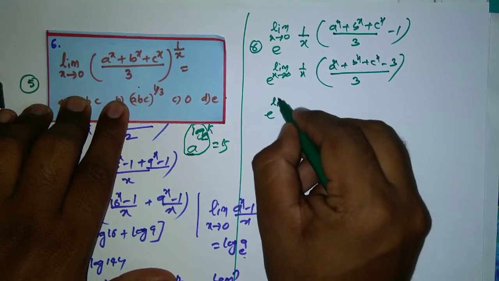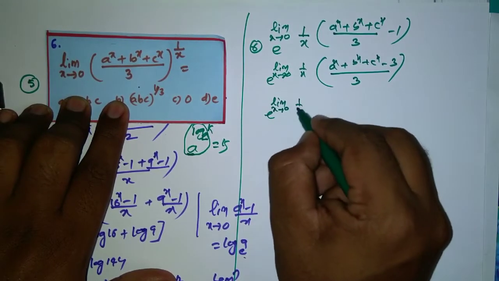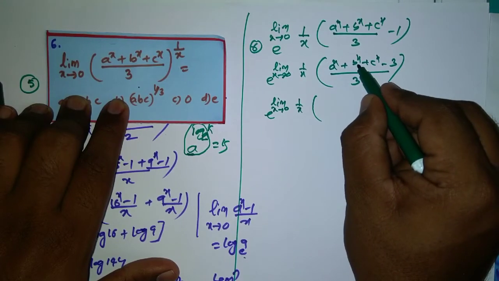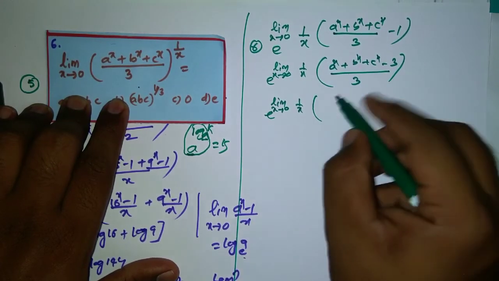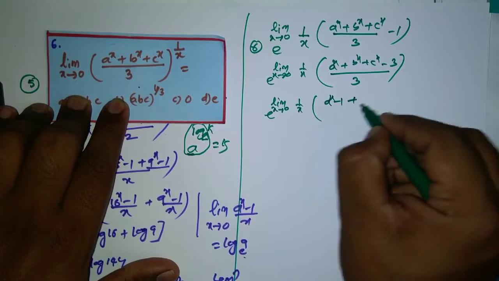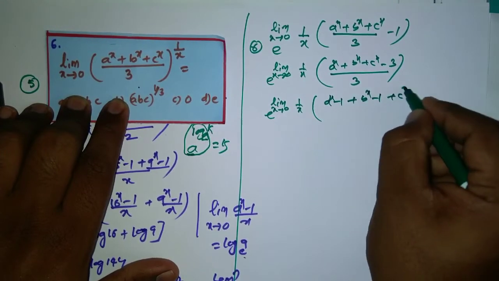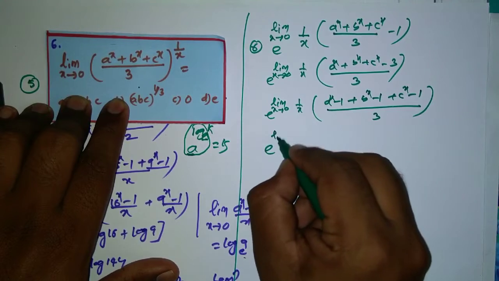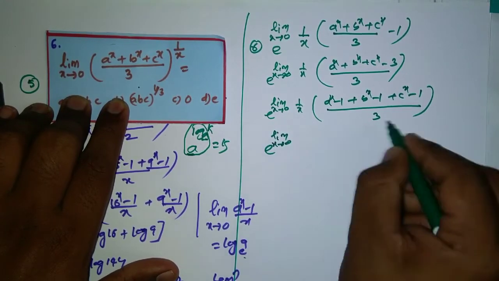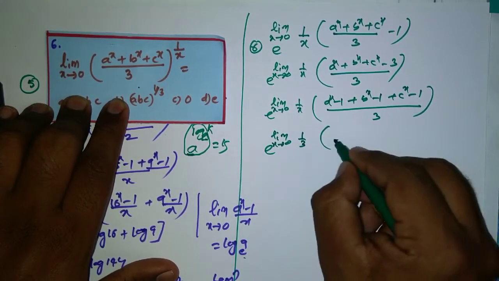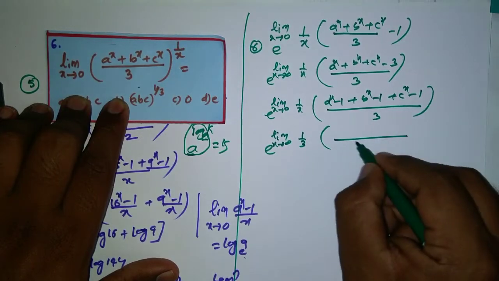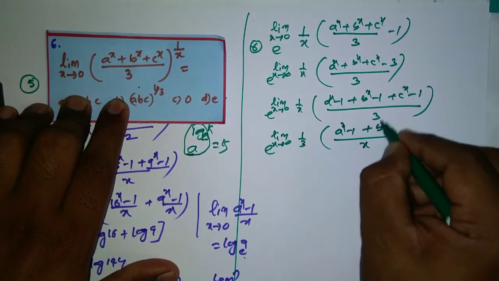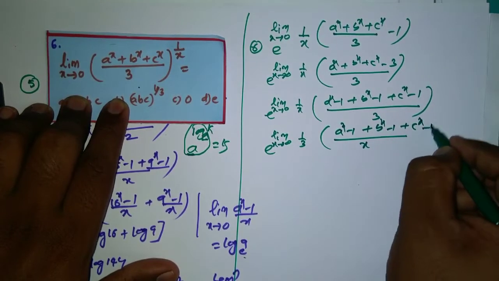Okay. So e raised to limit x tends to 0, 1 upon x. What I am writing here? This minus 3 you write as a raised to x minus 1 plus b raised to x minus 1 plus c raised to x minus 1 here. So e raised to (a raised to x minus 1 plus b raised to x minus 1 plus c raised to x minus 1) whole upon 3. Okay. So last step, e raised to limit x tends to 0. So this 1 by 3 I will write here, and this x separately you can write. So directly I will write one more step here, x (a raised to x minus 1 plus b raised to x minus 1 plus c raised to x minus 1).